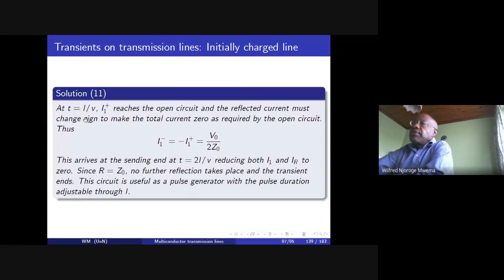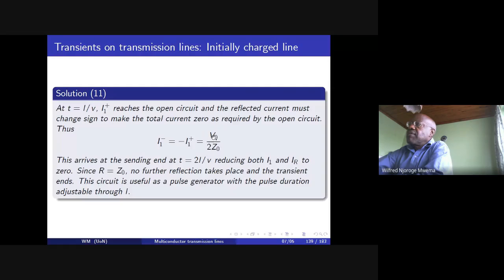So at t equal to L by V, the current will reach the open circuit and it will be reflected. And because it's being reflected, for the line current to be 0 at the open circuit, we must see that the current of the reverse moving or reflected current wave must change sign, so that when we add I1 plus and I1 minus, we get a 0 at the position of the termination.